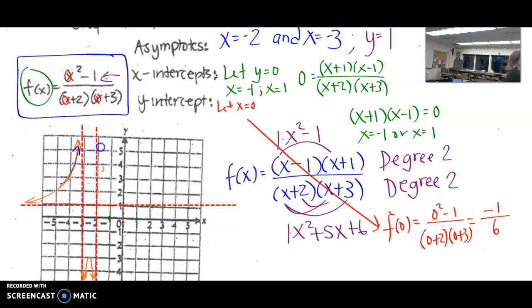But I know it's approaching positive infinity, but then it also has to cross through here, the y-intercept, the x-intercept, and then this x-intercept. And then I know it needs to go towards that horizontal asymptote. So my graph should look something like what I have here.